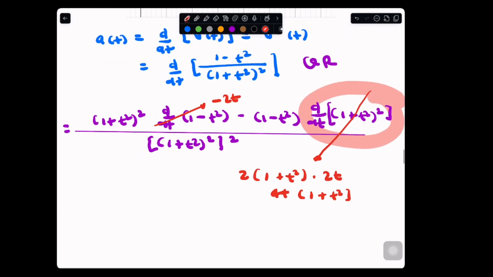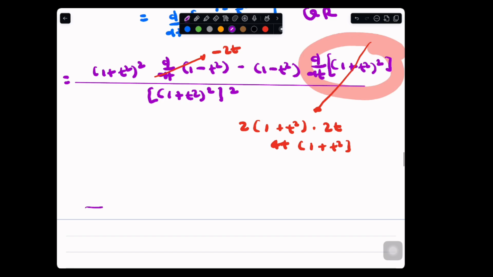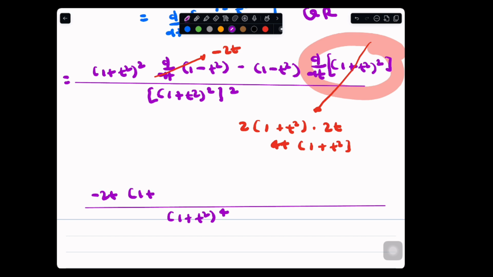All right, we do have space. We got 1 plus t squared to the fourth power, because that's 2 times 2. I'm going to put the negative 2 in front, plus t squared squared minus 1 minus t squared times 4t times 1 plus t squared here. Yeah. Looks pretty good.